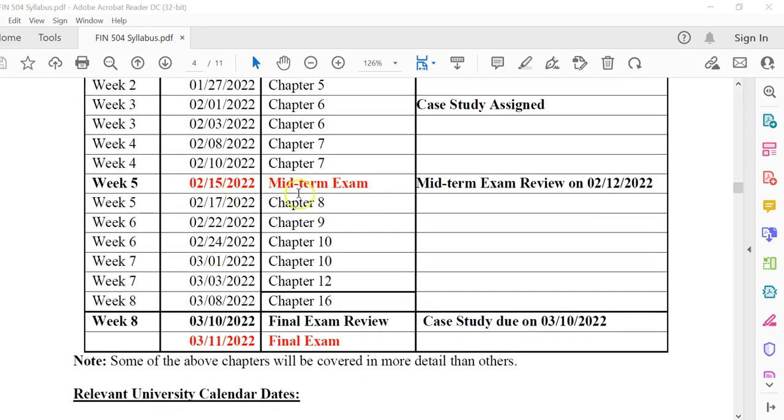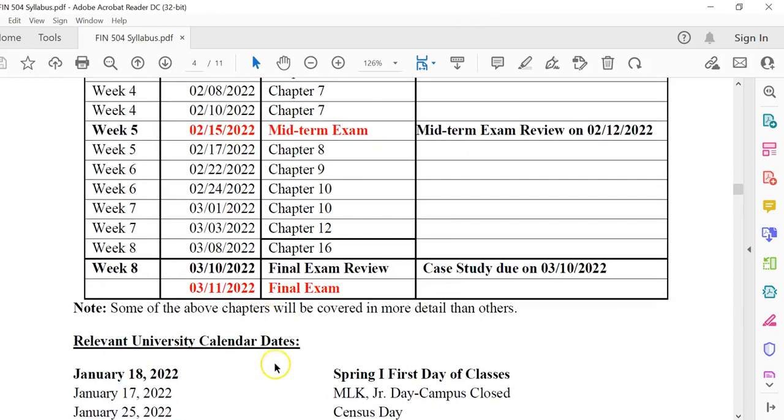You will have your midterm exam on 15th of February, which is week 5. For this one, the review session would be on 12th of February. So this review session would be live. Same way, the final exam review would be on 10th of March, and this one also would be live. Two of those sessions would be live, and apart from this, I will hold more live sessions.